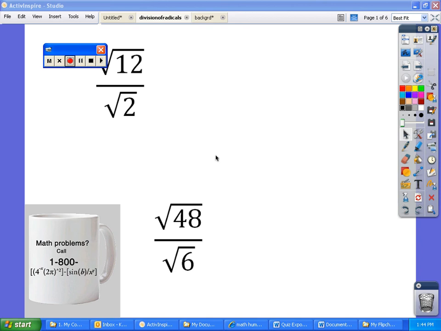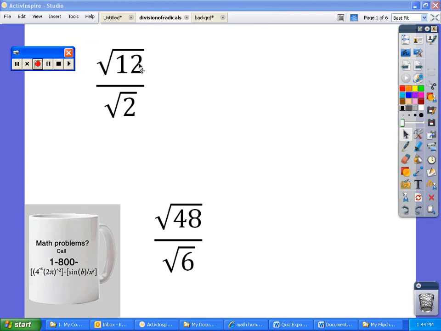Okay, in this video, we're going to look at the division of radicals. We're going to start with a couple simple, easy ones. First, you can divide a radical by a radical, but you cannot divide a plain number by a radical. So we're going to look at a radical divided by a radical.